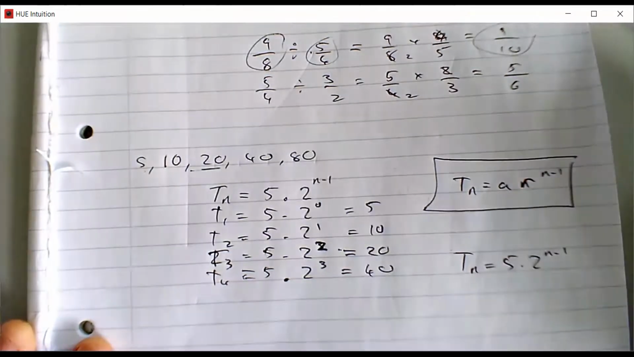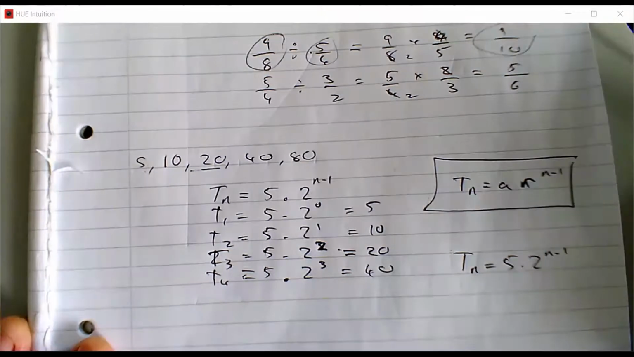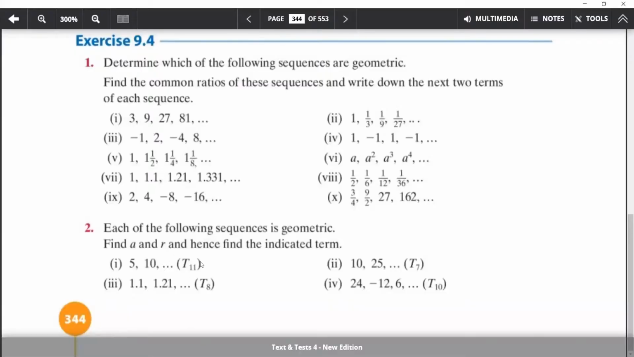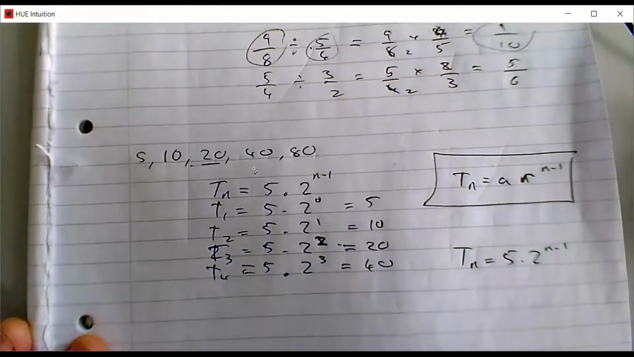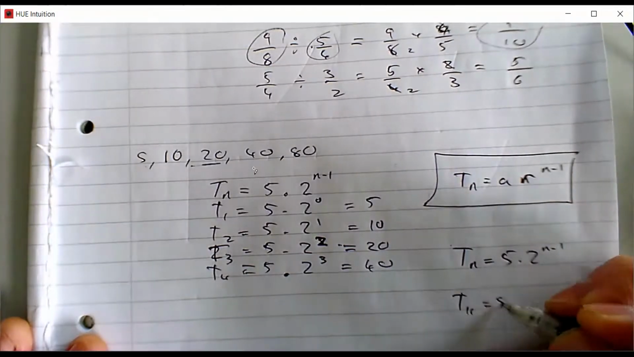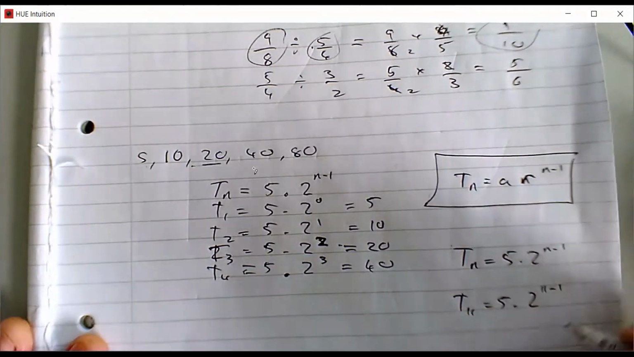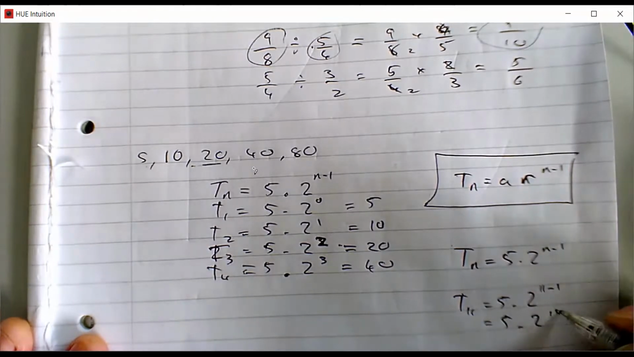And the last term they've asked us about in question 2 was T11. So find T11. T11 is going to be 5 times 2 to the power of 11 minus 1, 5 times 2 to the power of 10.